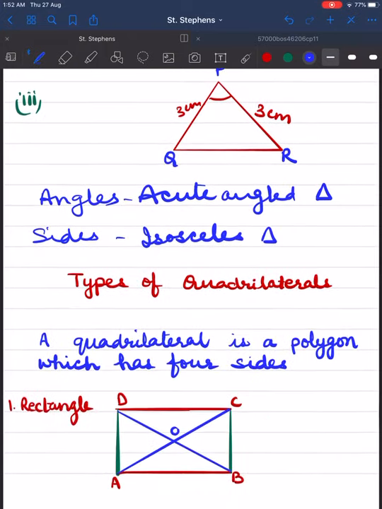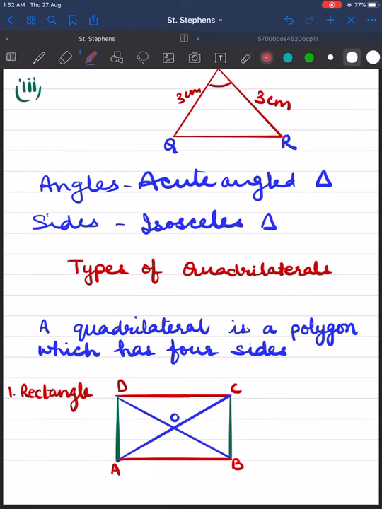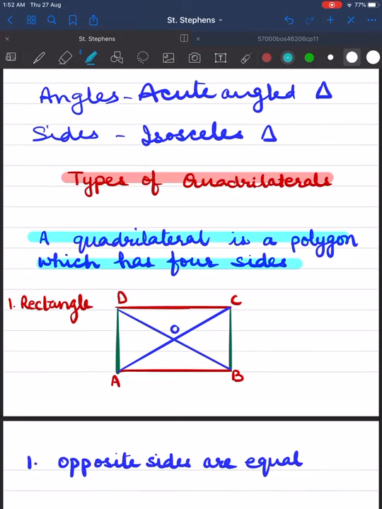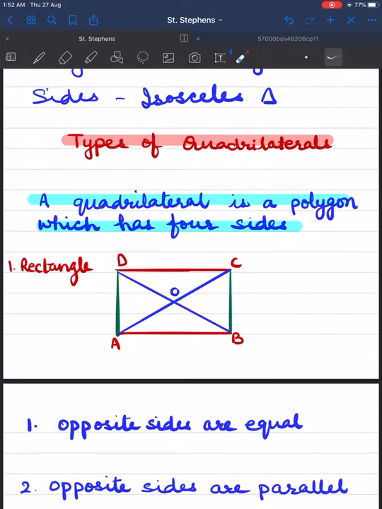Now let's do types of quadrilaterals. A quadrilateral is a polygon having 4 sides. Now here we will study about rectangles and squares only. The objective is to recognize rectangles and squares on the basis of their properties. So let's do the properties of rectangles.